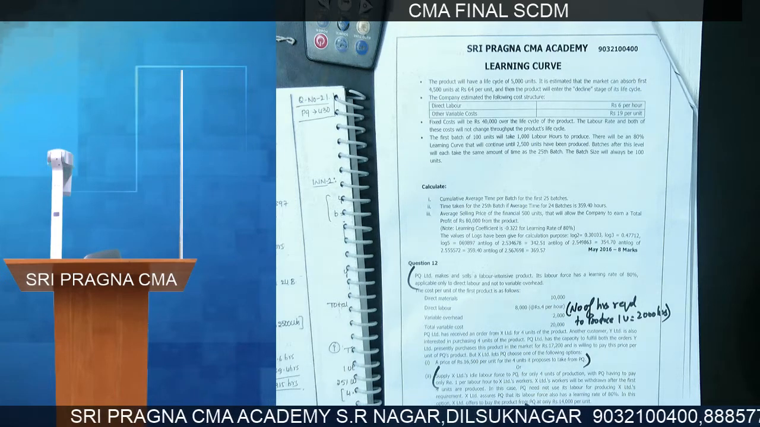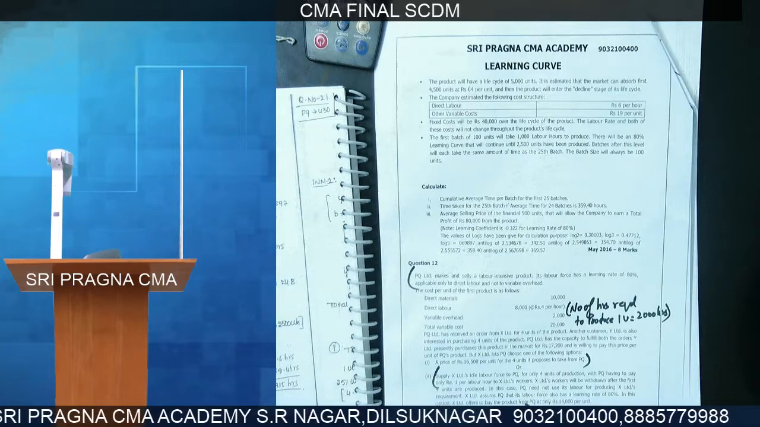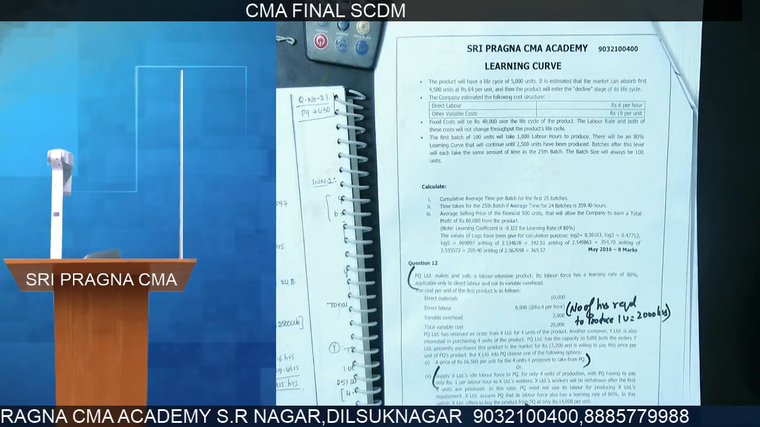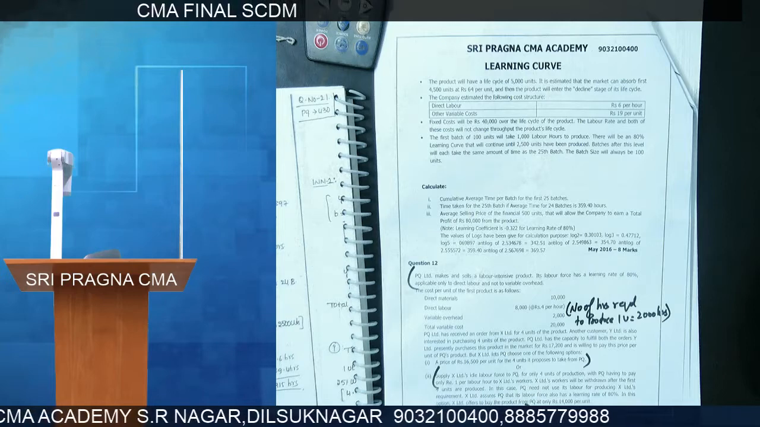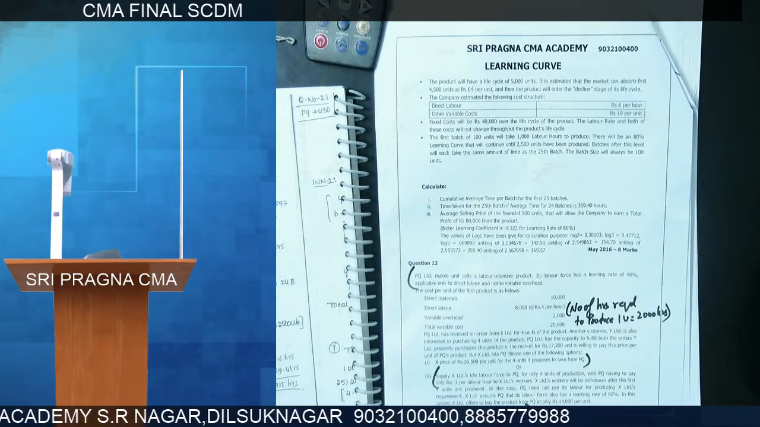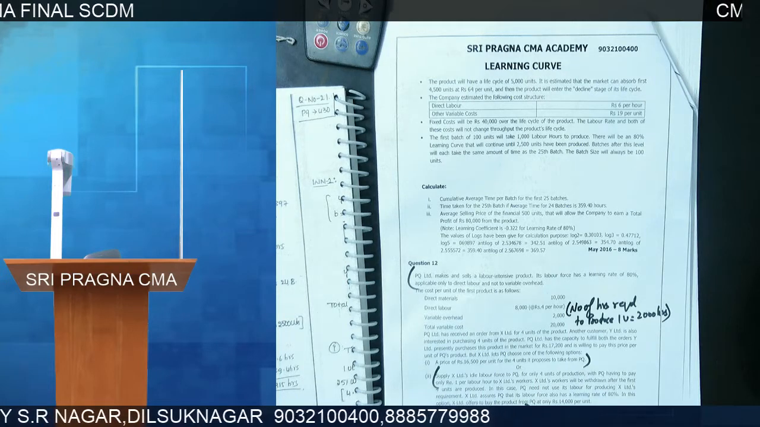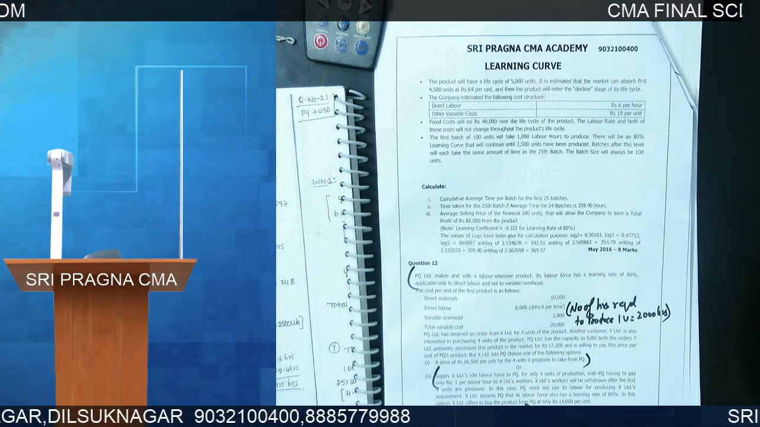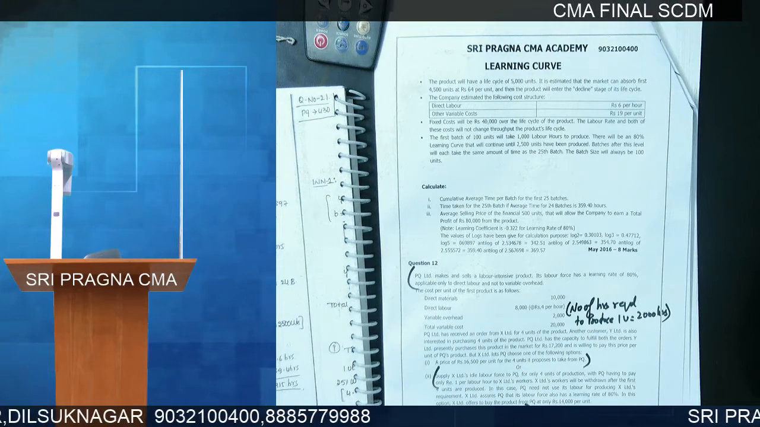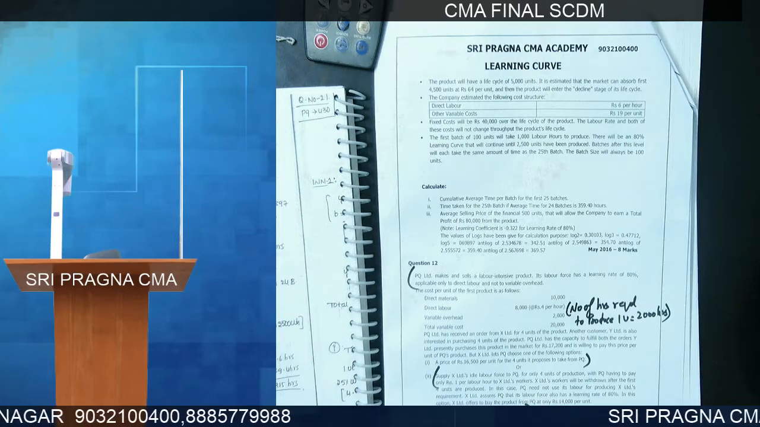There will be 80% learning curve. Stop. 80% learning curve with the last problem also 80%, no? What was the value of b? Minus... it is given here. Here also it is given, that value, minus 0.322. Okay, let's go. Learning curve that will continue until 2,500 units have been produced.